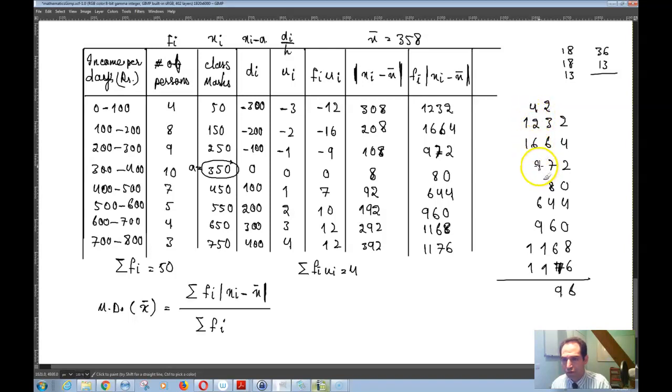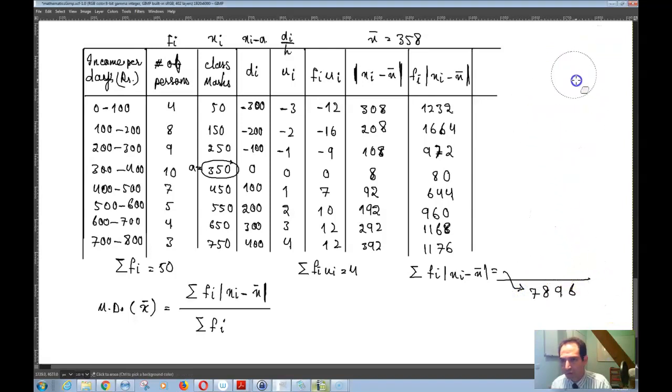That's a 6. 6 plus 6 is equal to 12. 12 plus 9 is equal to 21. 21 plus 6 is equal to 27. 36 and 38. The 3 over here. 5 plus 2 is equal to 7. 7896. So sigma f of i times the absolute value of x of i minus x bar is equal to this number over here, 7896.